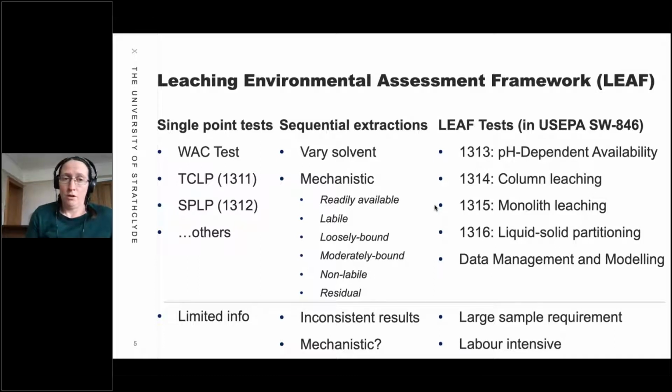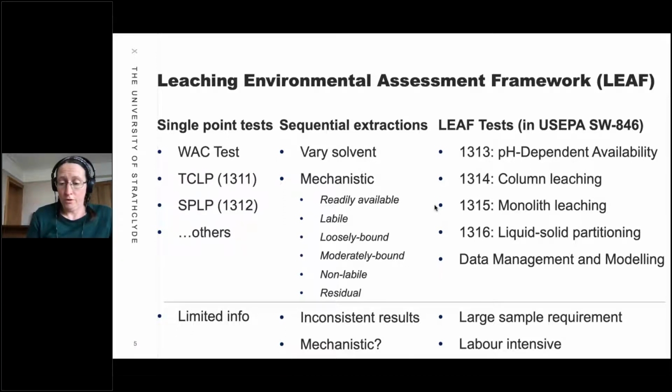In between the single point tests and the methods that I'll be describing in more detail, we have sequential extraction methods, where by varying the solvent that's used, you can make predictions about whether something is going to be readily available, whether it's sorbed and will become available over time, or whether it's quite strongly bound into your material. Some of the challenges with sequential extractions are that they can be inconsistent depending on your soil characteristics. The mechanisms are attributed to the solvent. There's quite a lot of research in it, but you often need to vary the method to suit your material.